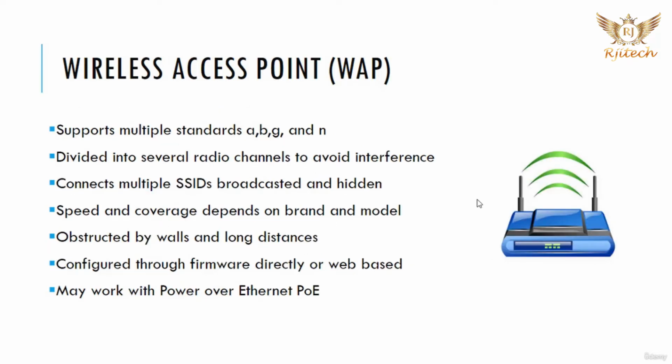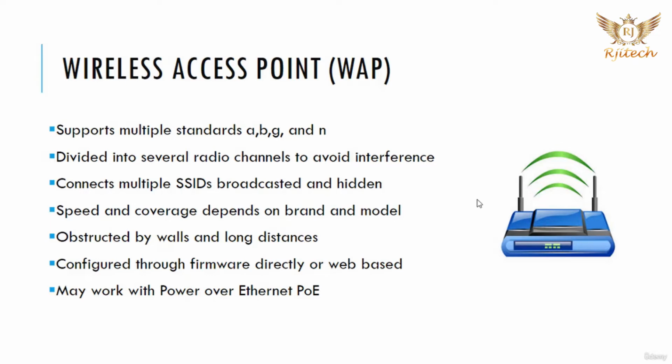The wireless access point can support several Wi-Fi standards: A, B, G, and N. It can be divided into several radio channels to avoid interference between the channels that communicate with each other. This access point can operate on channel 5, and the adjacent access point can operate on channel 7. So we leave channel 6 in between unused so as to avoid interference between the communication channels.